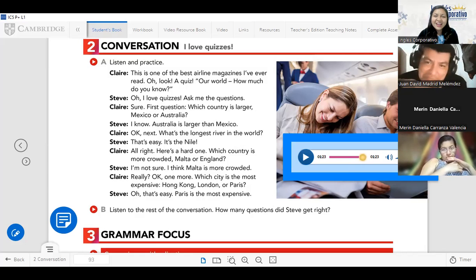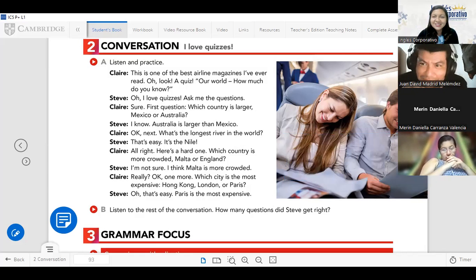Okay, so there is an inconsistency in the listening, right? Because the person said the Amazon in the audio. But in this listening exercise, you can hear the pronunciation and the intonation when you make questions in English. It's important. The intonation is very important too, right?